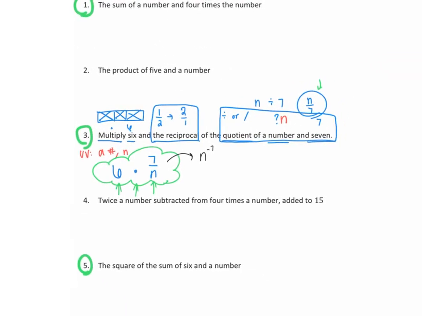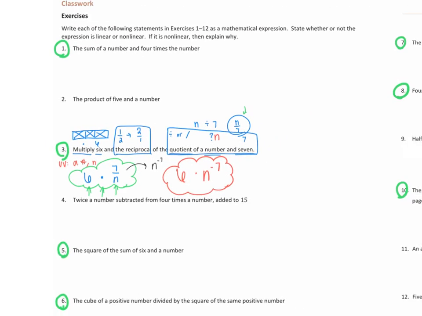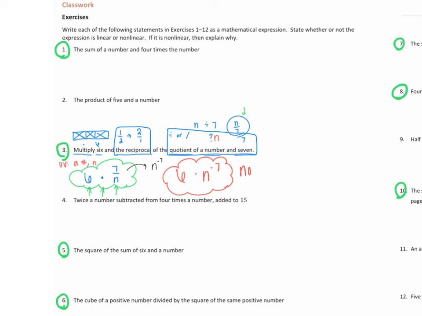So this whole expression is the same as saying 6 times n to the negative 7th power. These are the same thing. Okay? And now that we see it this way, the way I wrote it in red, you can tell that it is non-linear, because our exponent is not a 0 or a 1.